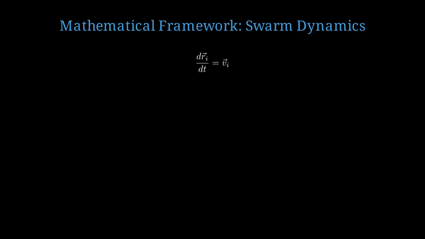The time derivative of position vector Ri equals velocity vector Vi. This simply states that velocity is the rate of change of position. The time derivative of velocity Vi equals 1 over mass m times the sum of three forces: internal swarm interaction forces Fint, external control or environmental forces Fext, and stochastic noise forces Fnoise. The internal interaction force is the sum over all other agents j of a pairwise interaction function F that depends on the relative position vector Ri minus Rj.